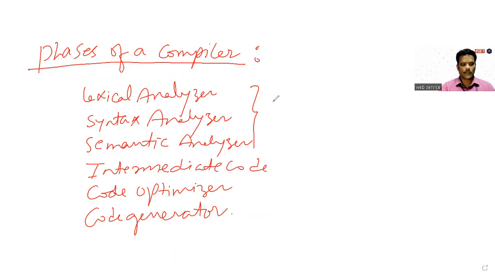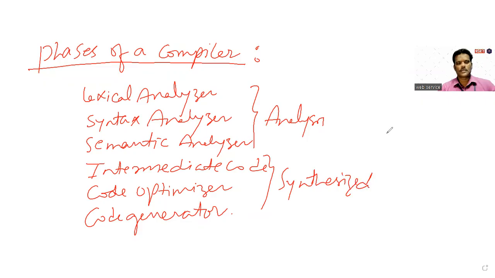are under analysis part, and the last 3 phases under synthesized part. So the phases of a compiler, the total 6 phases: lexical analyzer, syntax analyzer, semantic analyzer, intermediate code, code optimizer, code generator. In that, lexical analyzer, syntax analyzer, semantic analyzer comes under analysis part. Intermediate code, code optimizer, code generator comes under synthesized part.